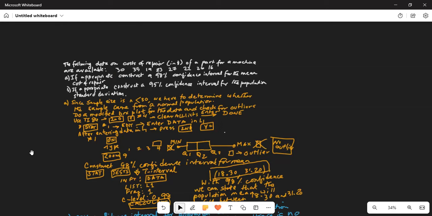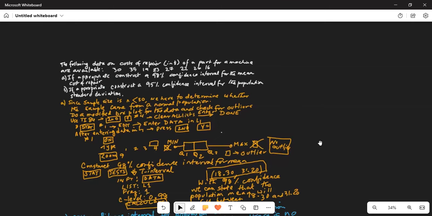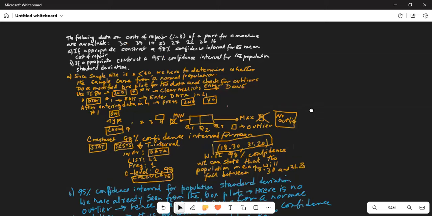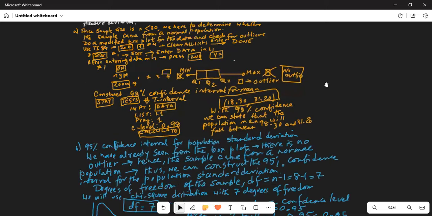Okay. In this case, stat test and T interval, our input should be data. And our C level is 0.98. When we do that, we get the 98% confidence interval as between 18.30 and 31.20.